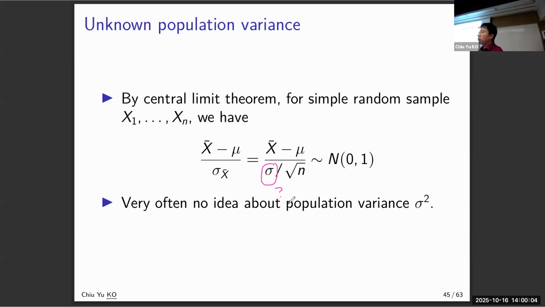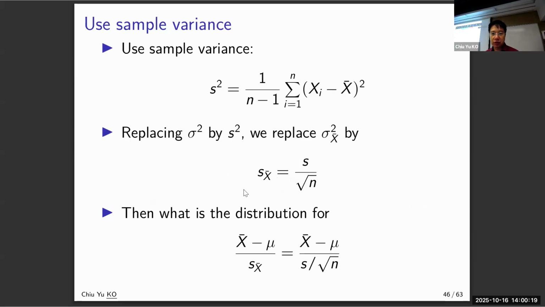In some cases, as I told you, we have some idea how to do it. If you know what the data is, you know what's the maximum, what's the minimum, you can have a good guess about sigma square. But usually, we have no idea about sigma square. So what to do, right? If you don't have an idea, you use the sample variance.